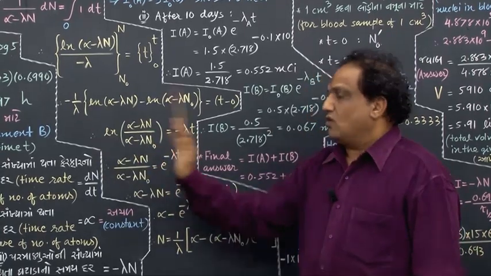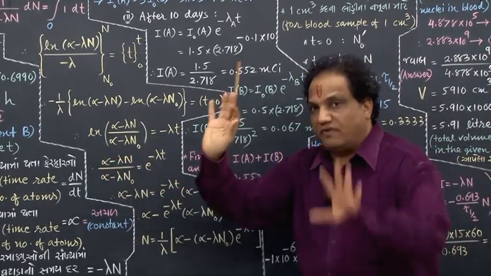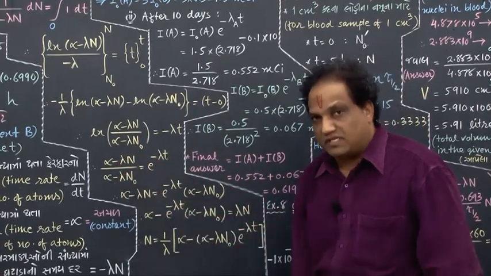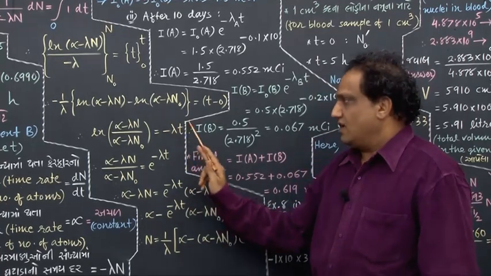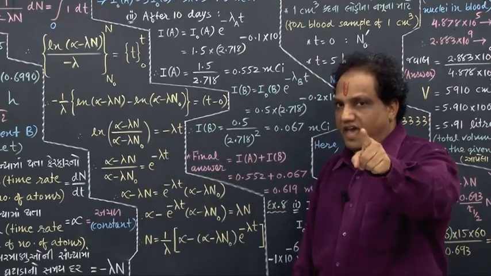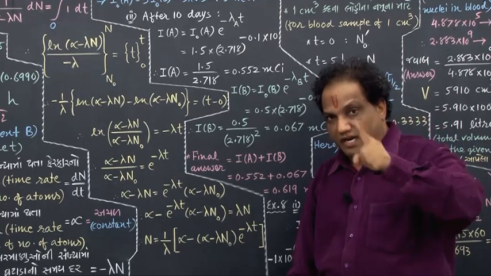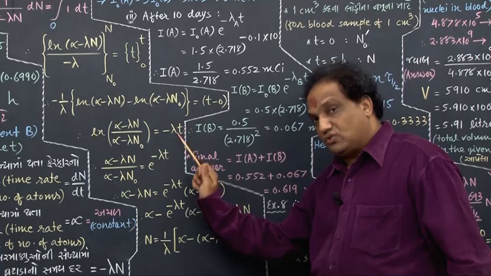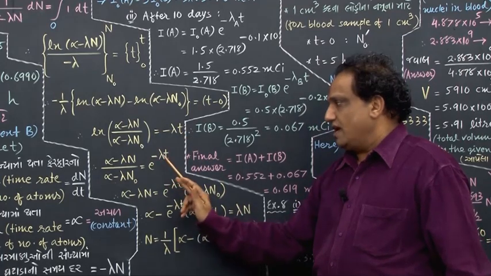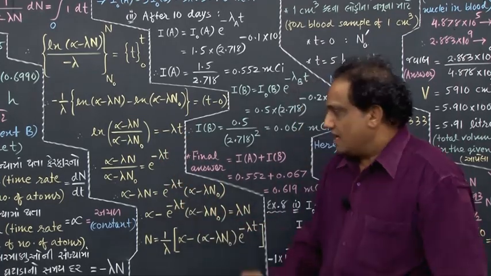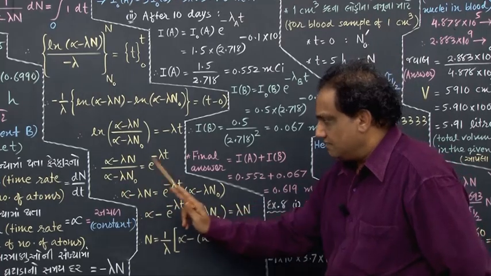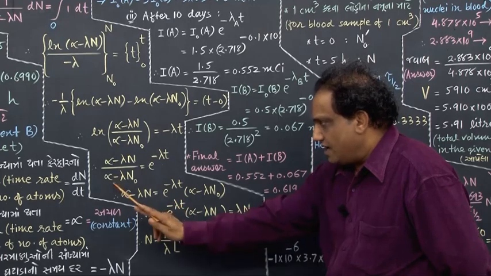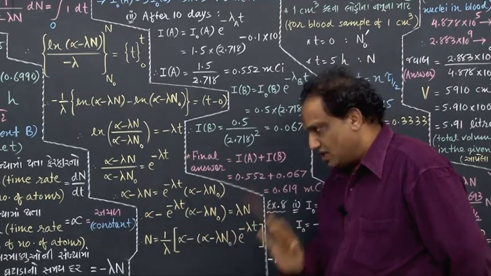And now take anti-log on both the sides. Anti-log and log will cancel, giving you alpha minus lambda n upon alpha minus lambda n0. And when you take anti-log here, if it is anti-log of x, it is e raised to x. Anti-log of y, e raised to y. Similarly, anti-log of this means e raised to this. So e raised to minus lambda t. Correct? And now take this here. Alpha minus lambda n equals e raised to minus lambda t into alpha minus lambda n0.